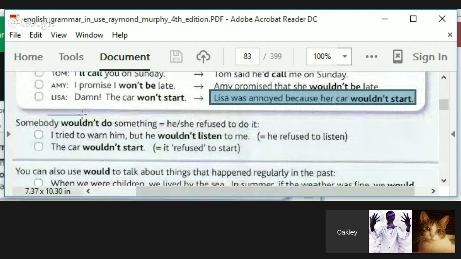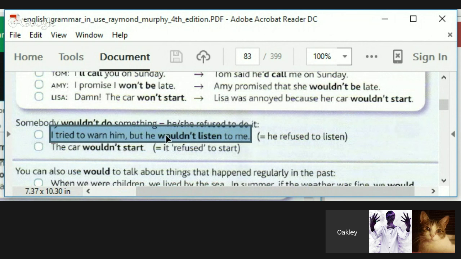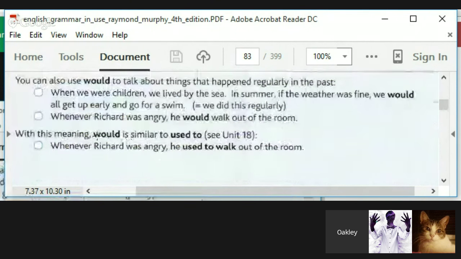Also, another use, somebody wouldn't do something. He or she refuses to do it. I tried to warn him, but he wouldn't listen to me. All right, again, you're talking about the past. The car wouldn't start. It refused to start. The car wouldn't start. Again, you're talking about the past. But again, you're still kind of reporting something that happened. That's the commonality there.